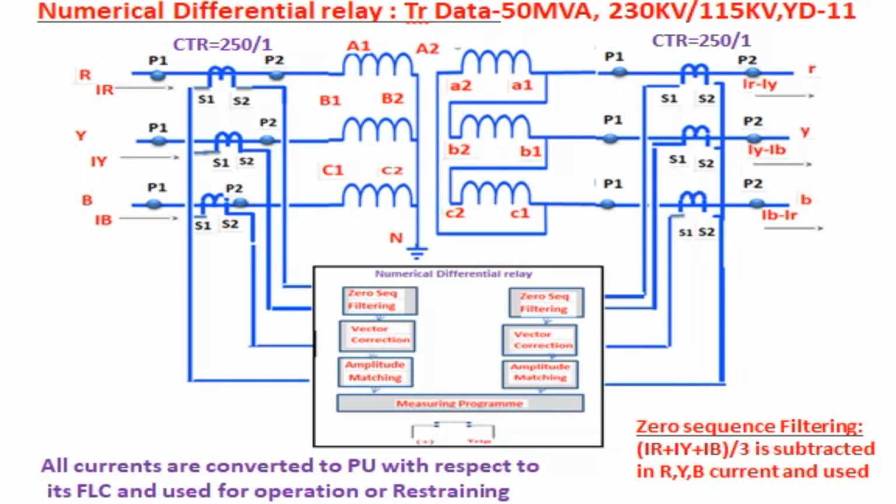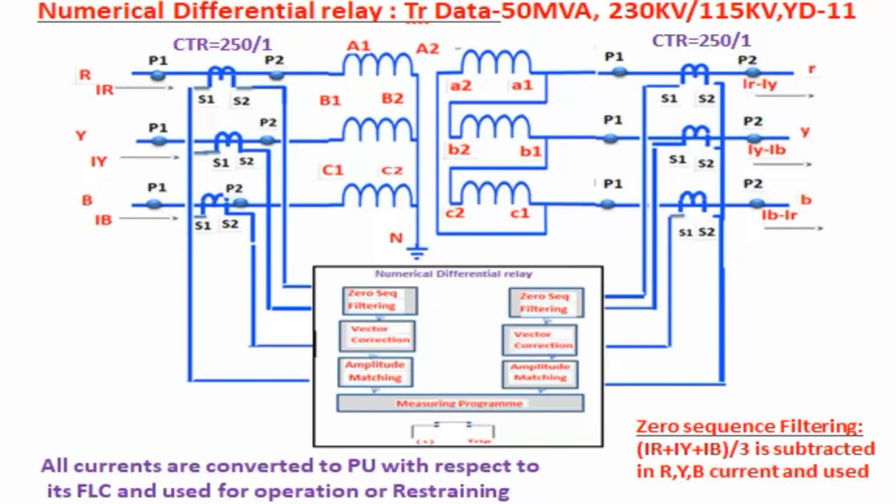The delta side CT is connected to the relay. First, zero sequence filtering happens as in the star side current. That is the summation of all currents divided by 3, and each phase current is subtracted by this current. Afterwards, it is given to vector correction. Here, in the delta side CT, a 30-degree leading current is coming to the relay. So first, the delta side current is shifted 30 degrees lagging, in phase with the star side current. That is called vector correction. Then amplitude matching. Here the CT ratio matches, so 1 ampere is coming, and 1 ampere is directly given to the measuring unit.